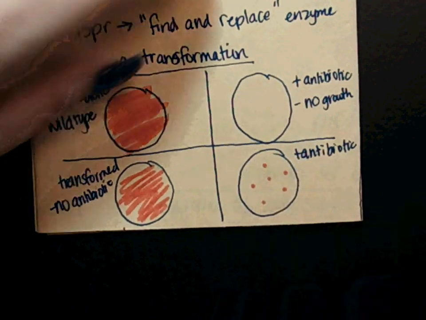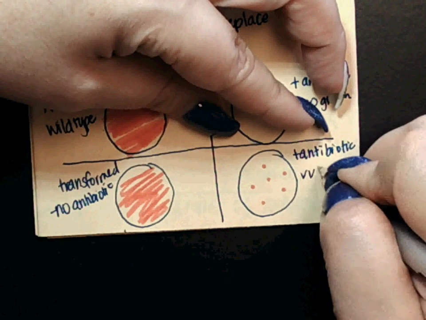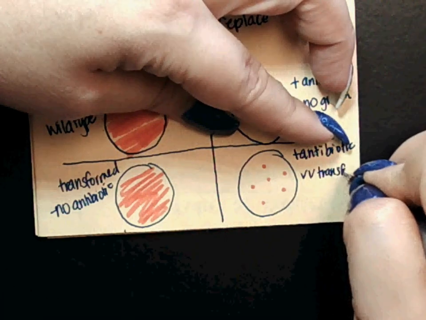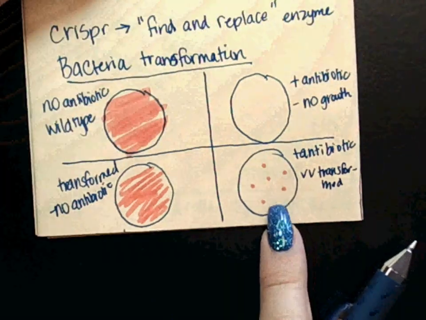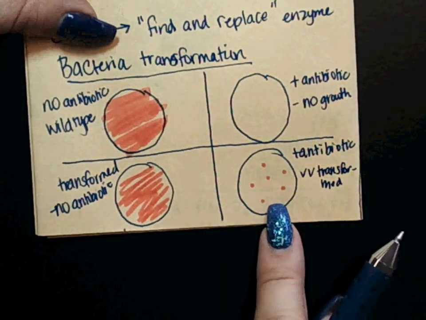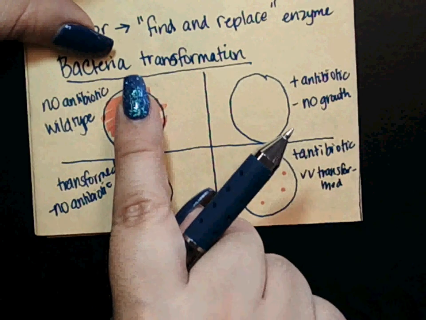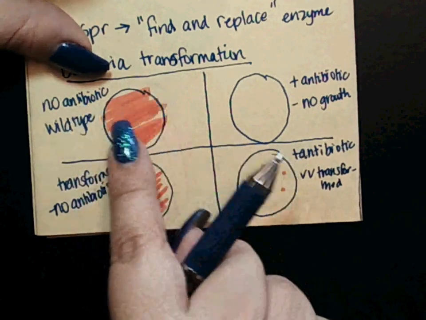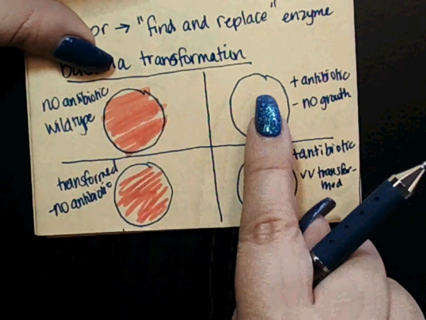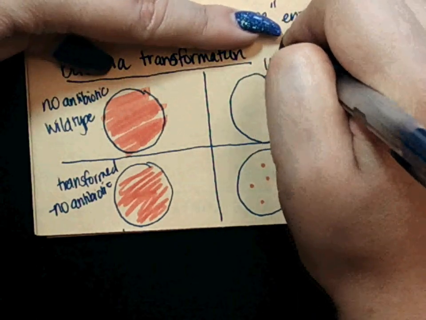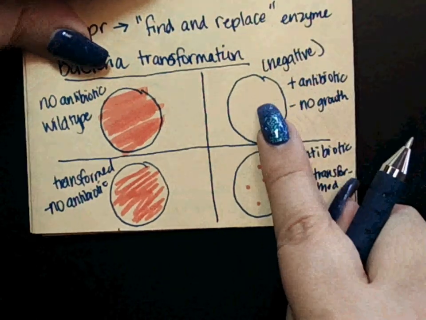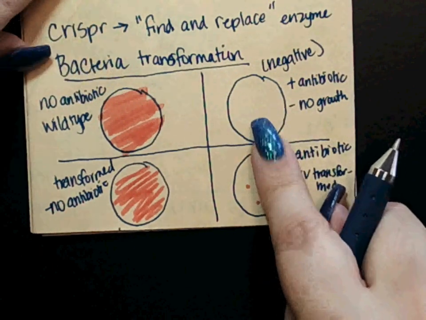So in this one, you would have your transformed bacteria, which should now be resistant to the antibiotic. In this experiment, overall, you could consider this one the control. However, this one over here, we would call a negative control, because what we want to do is ensure that no growth is happening on this plate.